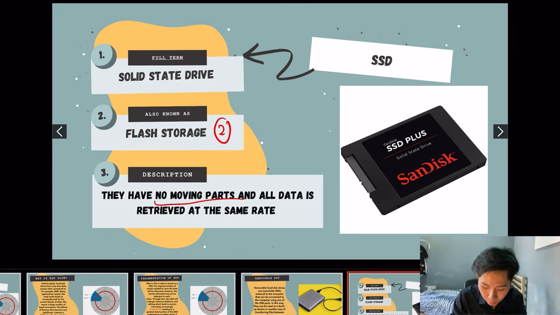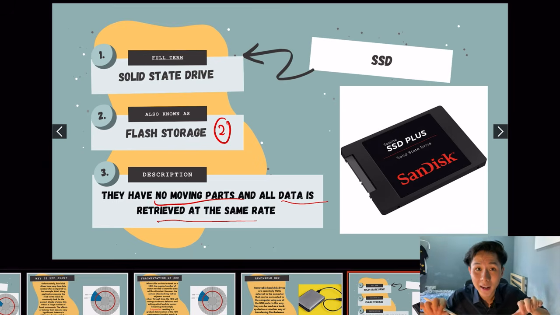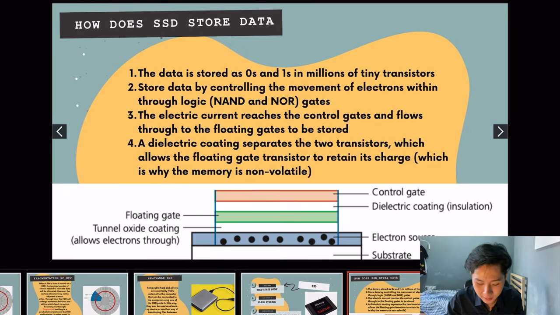As implied by the name, we know that it's very fast, flash. They have no moving parts, and all data is retrieved at the same rate. So what we learned in HDD just now is that different data will have different retrieving speeds because the data could be fragmented. But for SSD, this problem wouldn't occur.